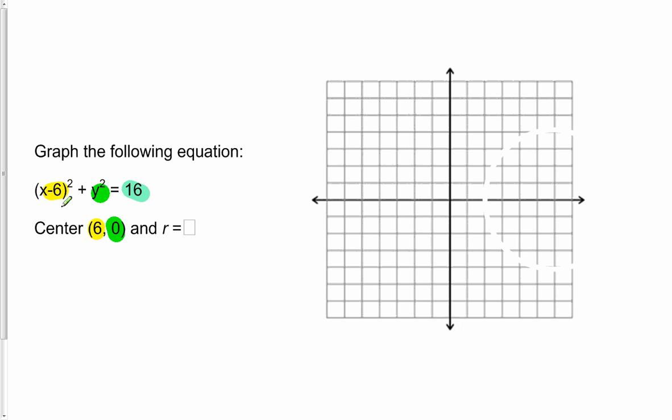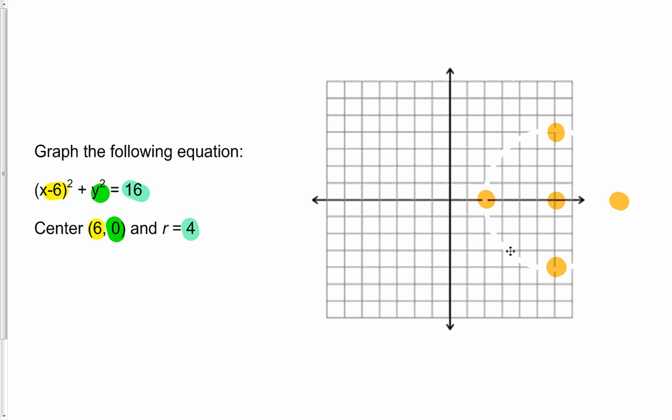Finally, on the other side of the equal sign, we have 16, which is going to be equal to r squared. Therefore, r is going to be the square root of that, once again, a positive 4. So let's go ahead and plot this. We have positive 6 for the x, 1, 2, 3, 4, 5, 6 as our center. And radius is equal to 4 again, so we'll go up 4 units, to the left 4 units, down 4 units, and to the right 4 units, probably going to be somewhere out here.